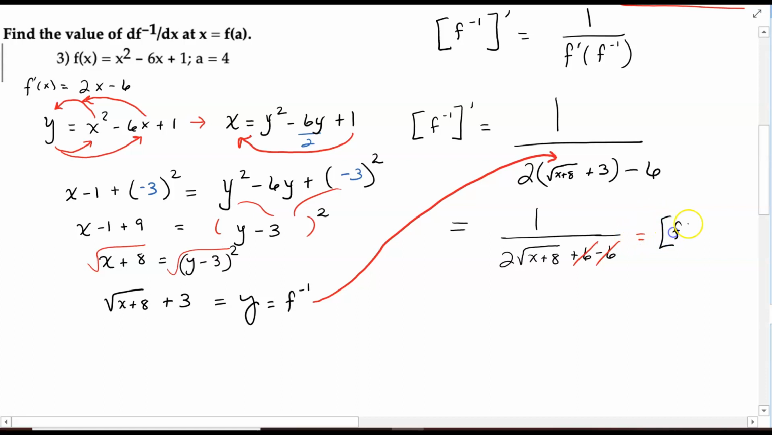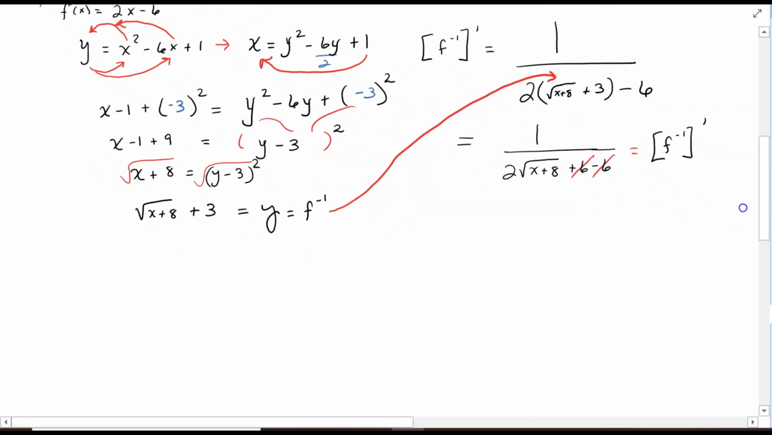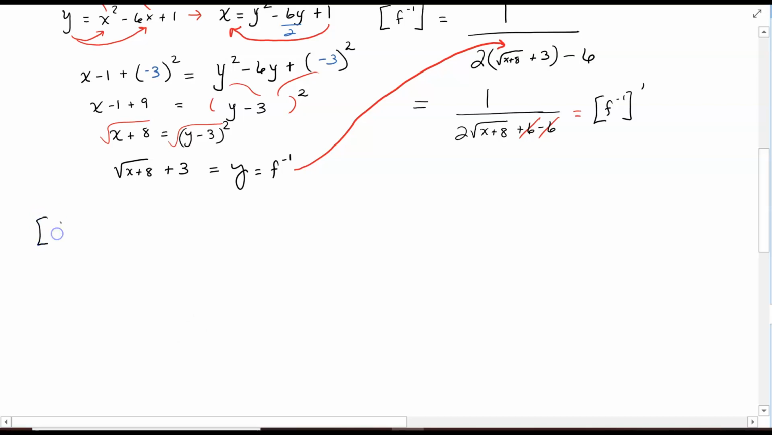This right here is the derivative of the inverse. All right, really nice. So now all we have to do is evaluate it at the value that they gave us, which was 4. And that's not too bad. Okay, so let's take that and say that we want to find, let me maybe move this up a little bit, we don't have to zoom that far out. All right, so let's say I want to find f inverse of 4, that's what we're looking for, prime. So that's 1 over 2 square root of 4 plus 8.